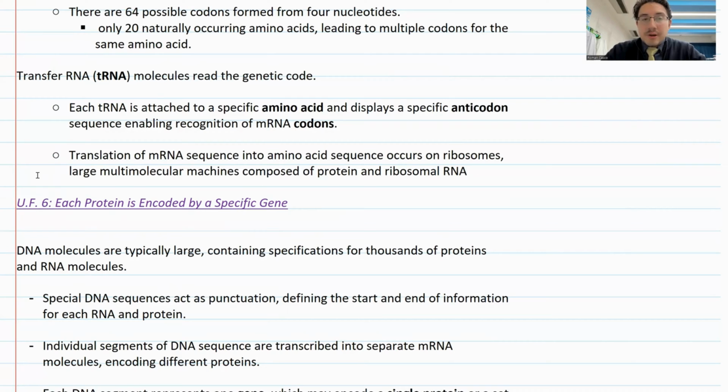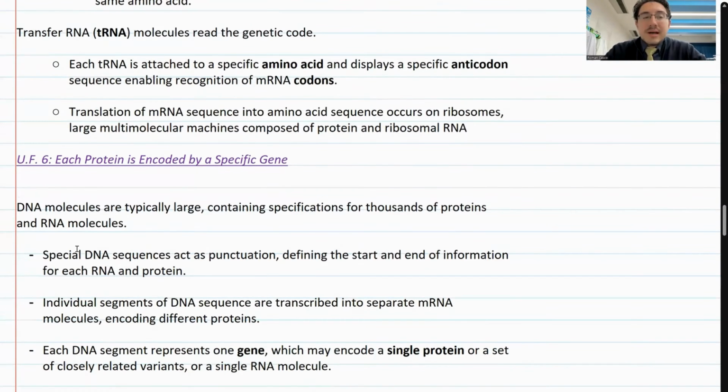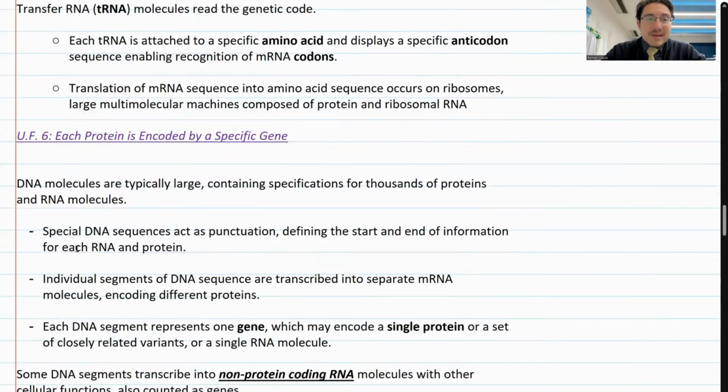And all of that is occurring on the ribosomes. You can think about them as multimolecular machines composed of protein and ribosomal RNA that are essentially the manufacturers that create that amino acid sequence, which ultimately will create a protein. Okay, so that's universal feature number 5.